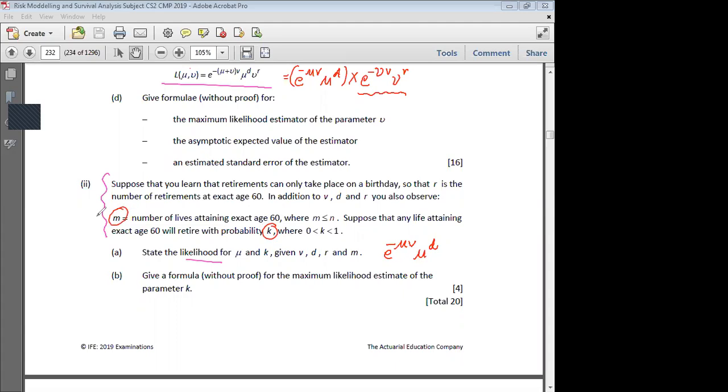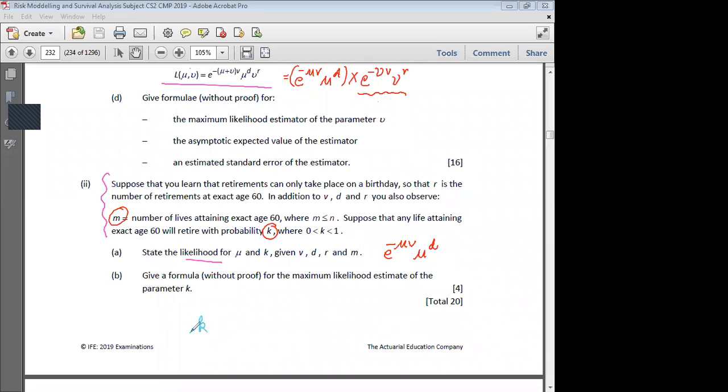So what do you guys think is happening? Maybe I should just try to explain this because this is a fairly new concept. So what is happening here is that there is again a likelihood involved because there's a probability. There is some probability that a person will reach the age of 60, and then there is some probability that that person who has reached 60 will in fact retire. So we can say that this is like a binomial situation, where a life could either retire or not retire, right?